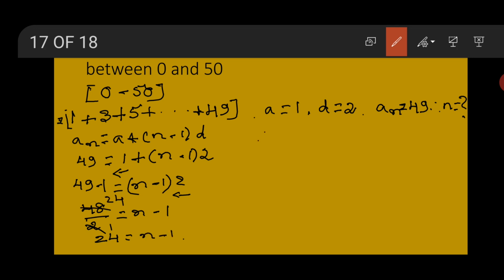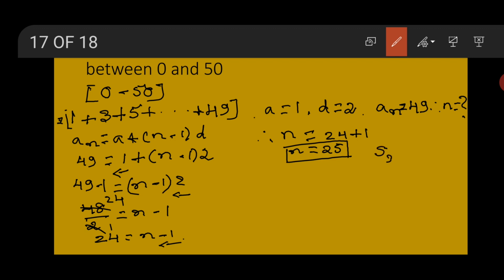So what is the value of n now? n is equal to, carry minus 1 to that side, it becomes 24 plus 1 is equal to 25. Therefore, we got the value of n also. So how can you find out the sum Sn?